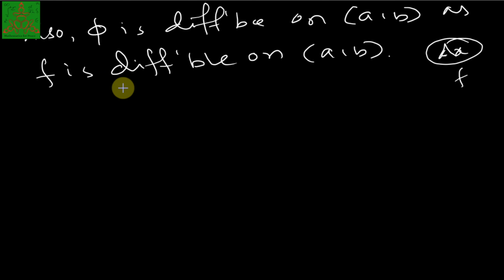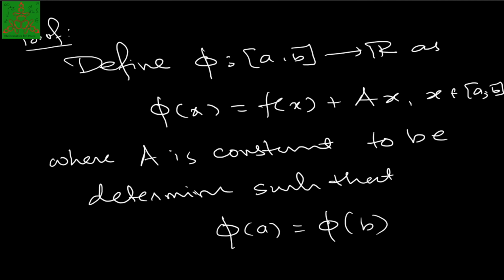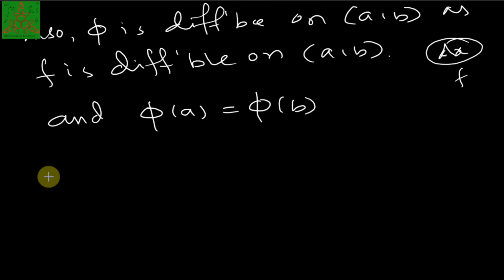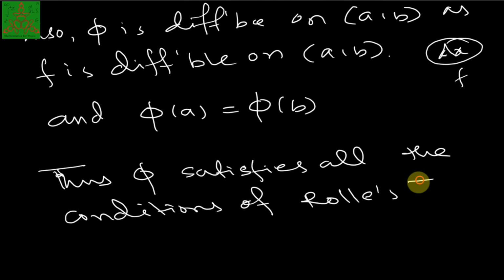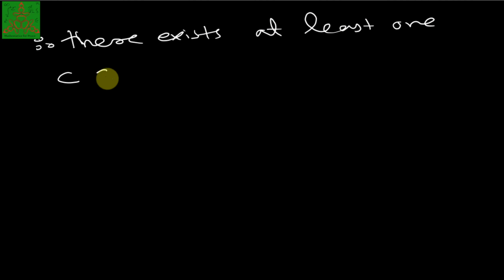So this phi satisfies the first and second conditions of Rolle's mean value theorem, and phi of a is equal to phi of b. That we already have, because we have chosen our value of a in such a way that phi of a is equal to phi of b. So we can say that, thus, this phi satisfies all the conditions of Rolle's mean value theorem, or Rolle's theorem, and therefore, applying Rolle's theorem, there exists at least one c in between a and b such that phi dash of c equals 0.